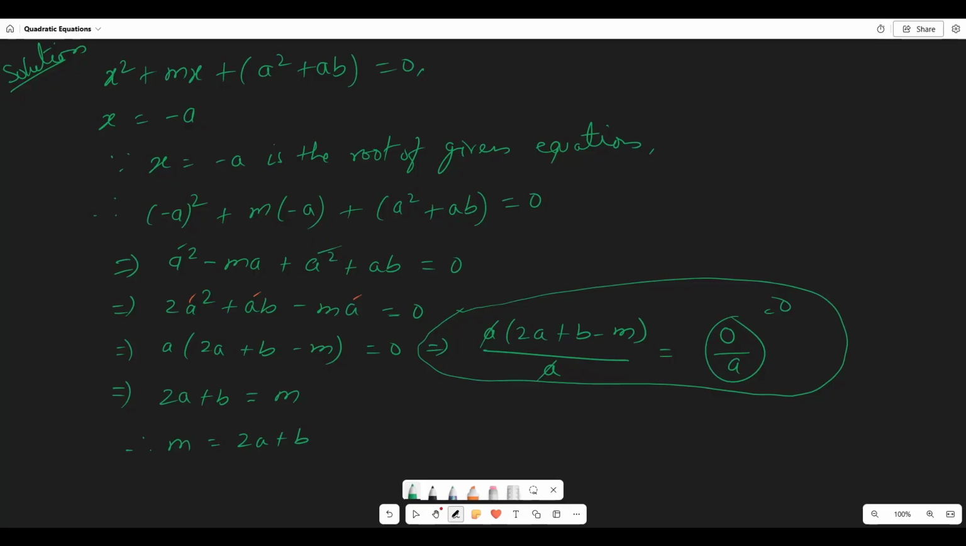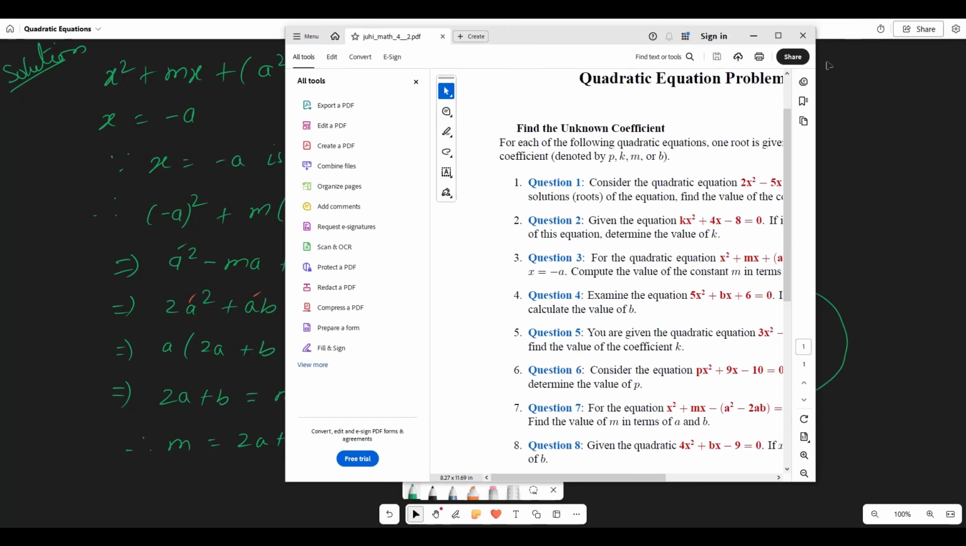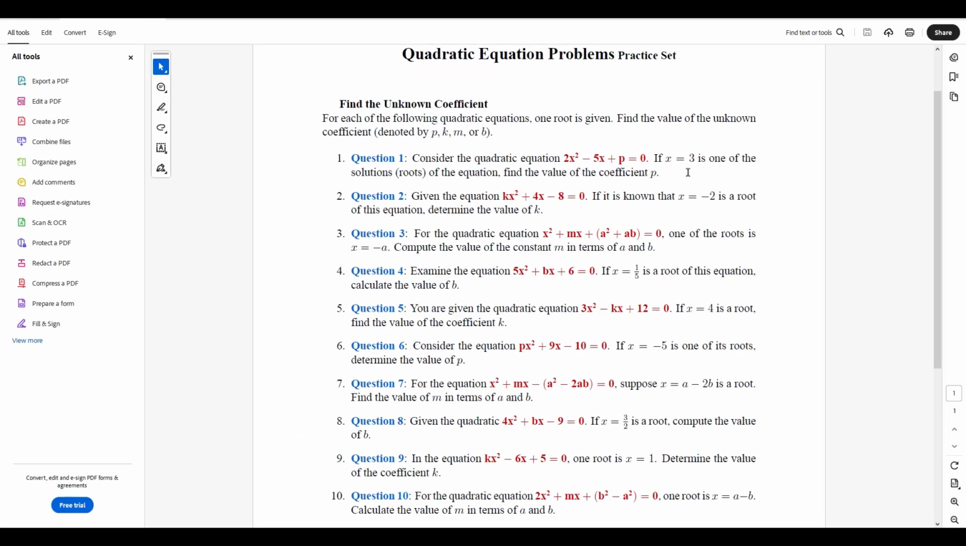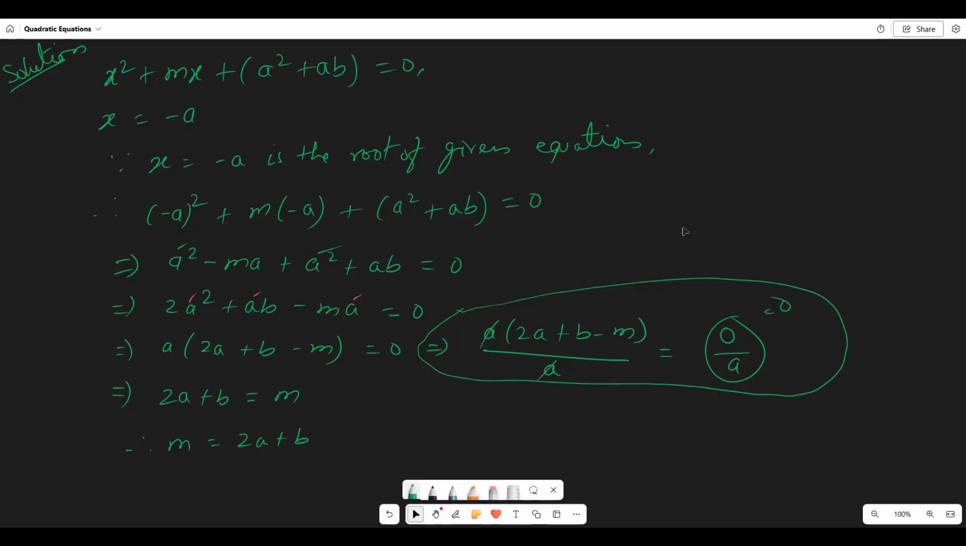Okay, let's solve the next question. So what is the next question? Next question is, examine the equation 5x square plus bx plus 6 equals to 0, if x equals to 1 by 5 is a root of this equation. Calculate the value of b. Okay, let's do it.